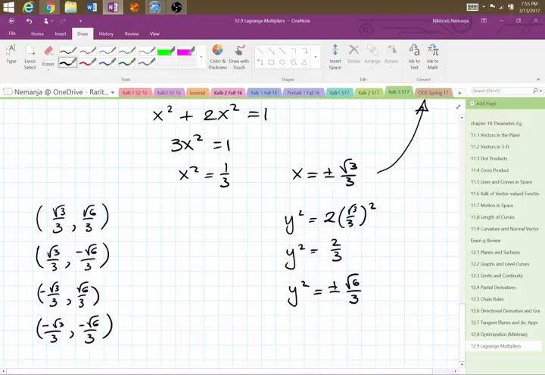Yes? Quick question about the planes. You said that when they are max and min, the tangent is parallel. Okay.